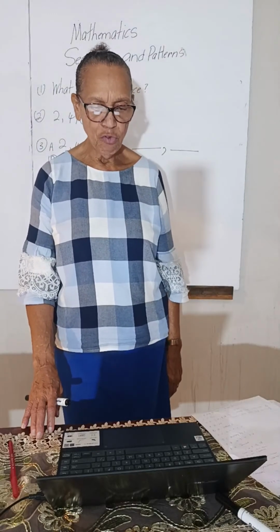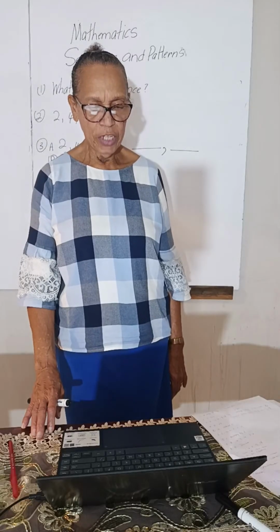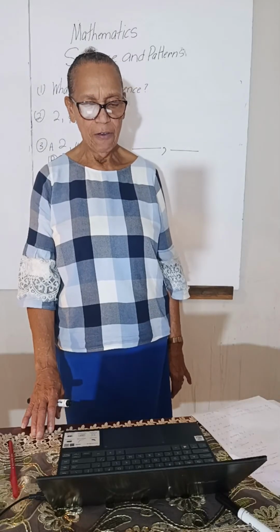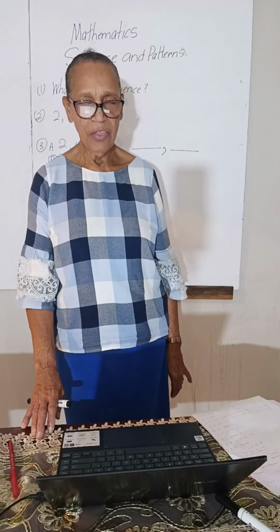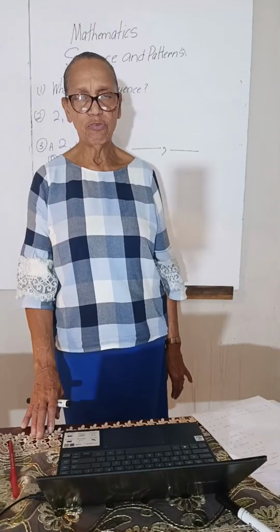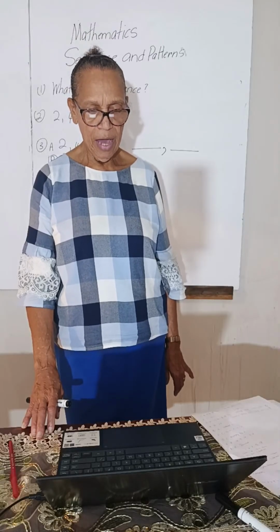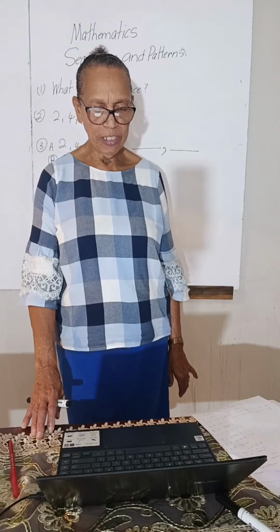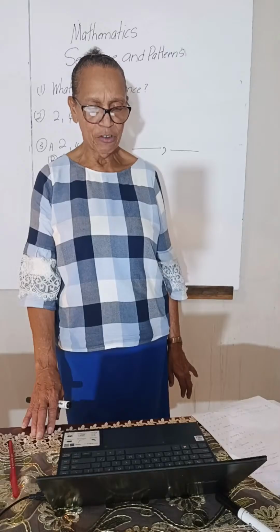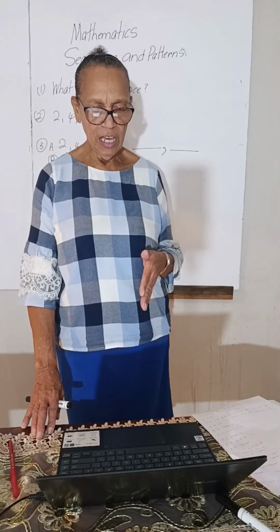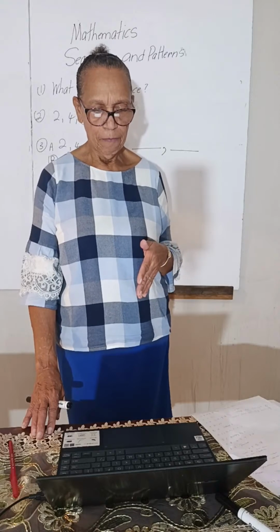13, write the rule for the sequence. 30, 25, 20, 15. What is the rule? Are they adding? Are they subtracting? Are they multiplying? All right. Then this one, number 14, identify the pattern type. What type of pattern is this? 30, 25, 20, 15.